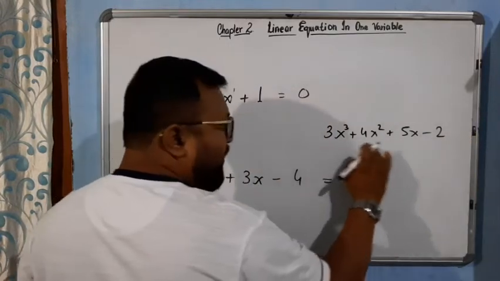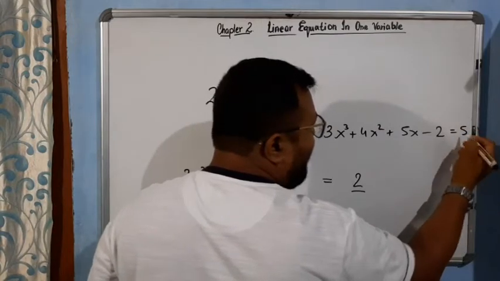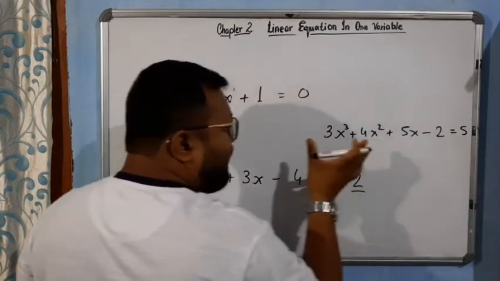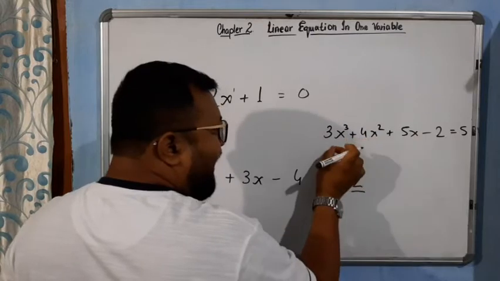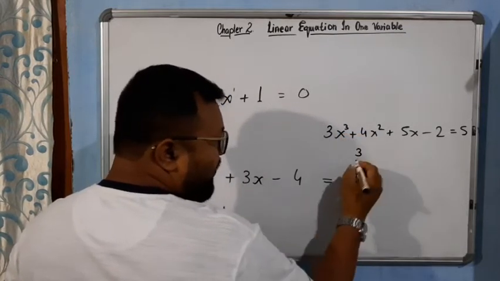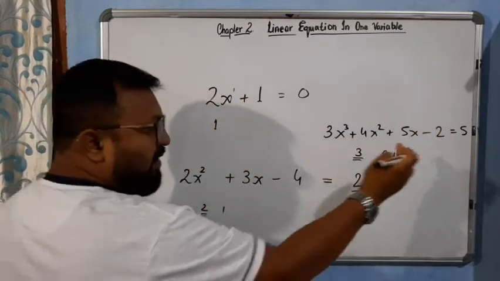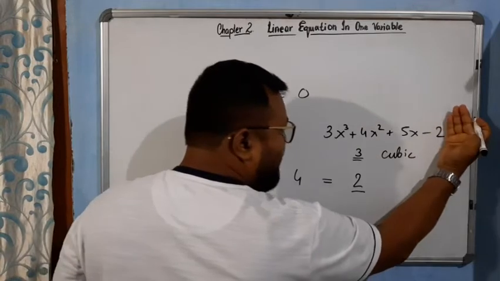in this expression, if we set it equal to anything, suppose 5, then it becomes an equation. In this equation, the highest degree or power is 3, because 3 is here. So this is known as what? Cubic. If it is equal, then it is an equation. If there is no equal sign there, then it is an expression.